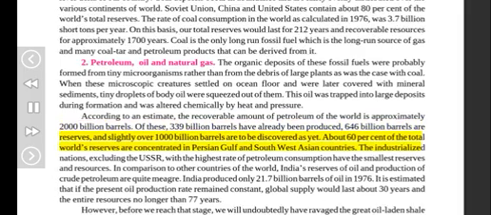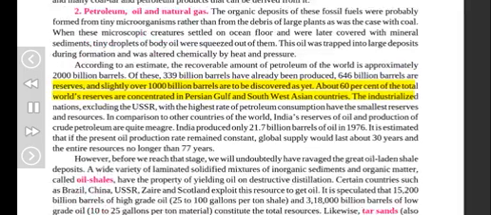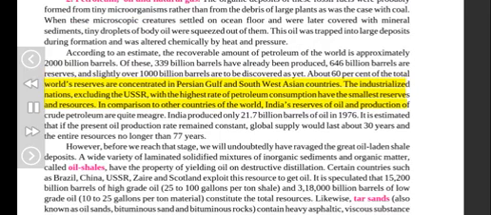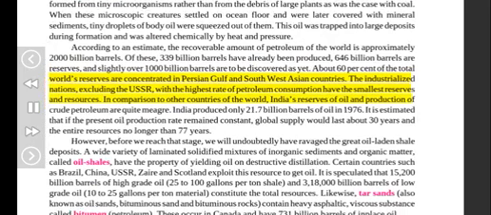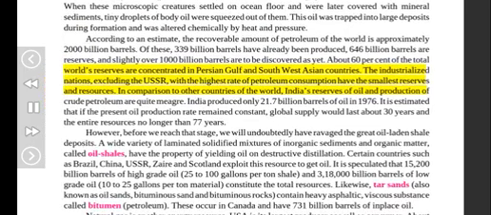About 60% of the total world's reserves are concentrated in Persian Gulf and Southwest Asian countries. The industrialized nations, excluding the USSR, with the highest rate of petroleum consumption, have the smallest reserves and resources. In comparison to other countries of the world, India's reserves of oil and production of crude petroleum are quite meager. India produced only 21.7 billion barrels of crude oil in 1976.